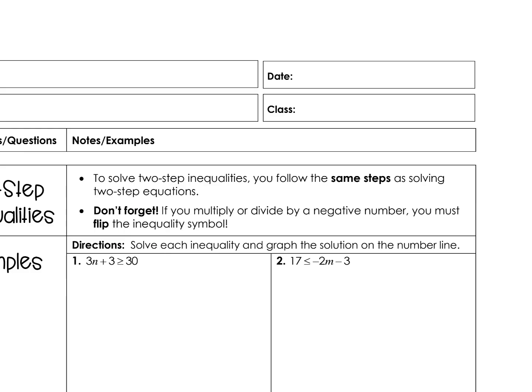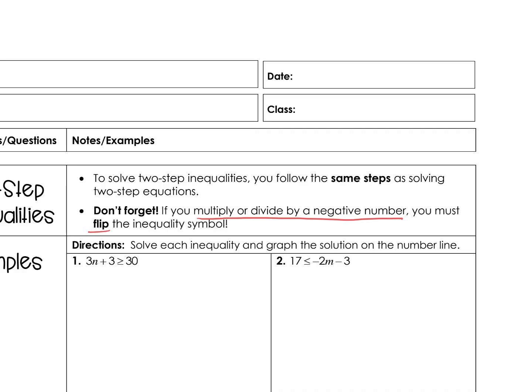Don't forget, if you multiply or divide by a negative number, go ahead and underline that. You must flip the inequality symbol. So that rule is the same. If you are multiplying or dividing by a negative number, you have to flip your inequality sign.